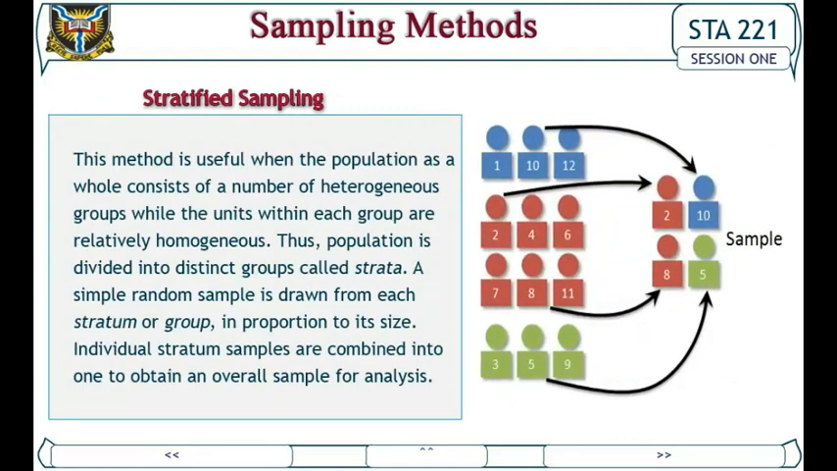Stratified sampling. This method is useful when the population as a whole consists of a number of heterogeneous groups while the units within each group are relatively homogeneous. Thus, population is divided into distinct groups called strata. A simple random sample is drawn from each stratum or group in proportion to its size. Individual stratum samples are combined into one to obtain an overall sample for analysis.